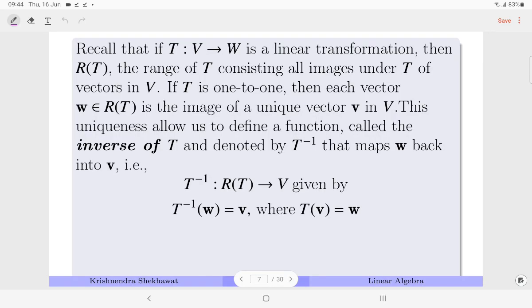So if T is 1-1 and onto, we define T inverse from W to V, because in that case R of T is equal to W. Otherwise, if T is 1-1, then also we can define T inverse, not from W to V but from range of T to V.